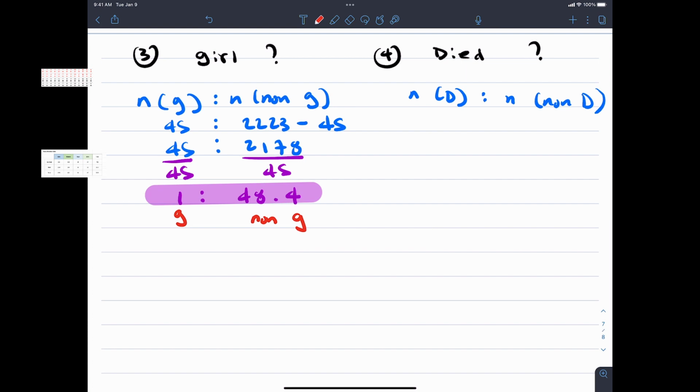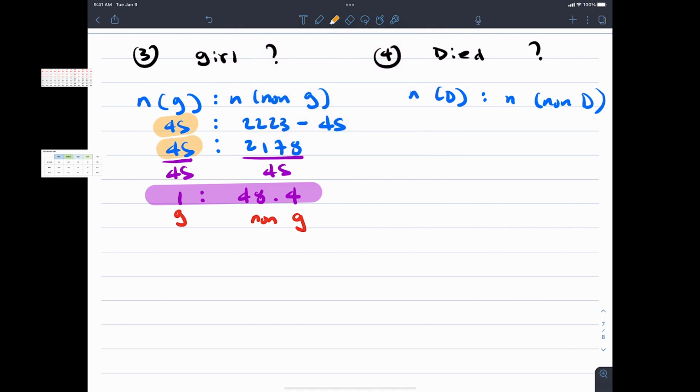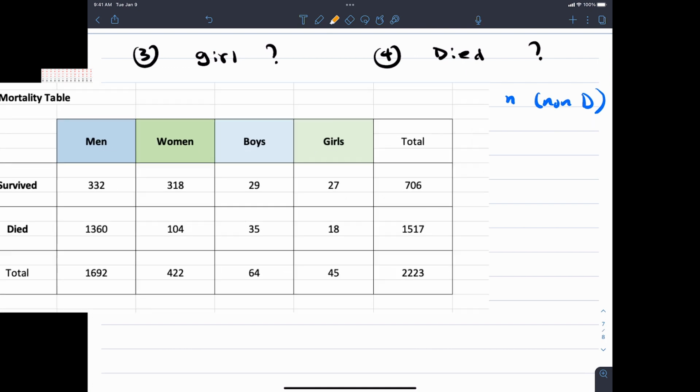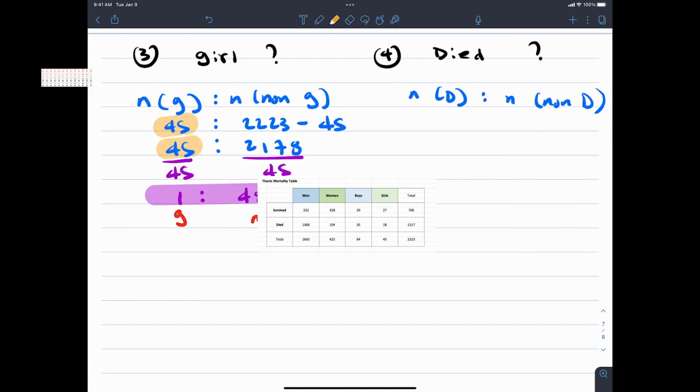Okay, it's a ratio. One girl to 48.4 non-girls. And what does it mean to be a non-girl? You're a woman, you're a man, you're a boy. There's 1 to 48.4 there. Oh, why 45? When you unitize, see that first number? I don't know. Did I make a mistake? Maybe I made a mistake. Oh, no. Because there's 45 girls. 45 girls there. Okay.